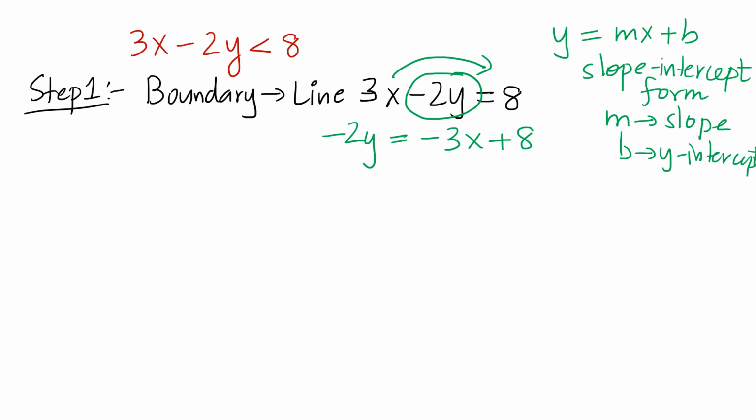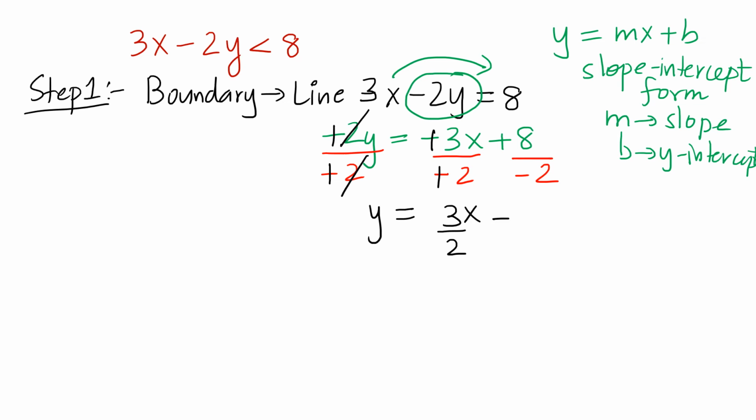Now I need the coefficient to be 1. So I'm going to divide by minus 2 on both sides. So when I divide by minus 2 on both sides, what happens? Let's see. First of all, the sign changes. Minus minus becomes plus. This gets cancelled. Minus minus becomes plus. And this also gets cancelled. So y equal to 3x by 2 minus 4.